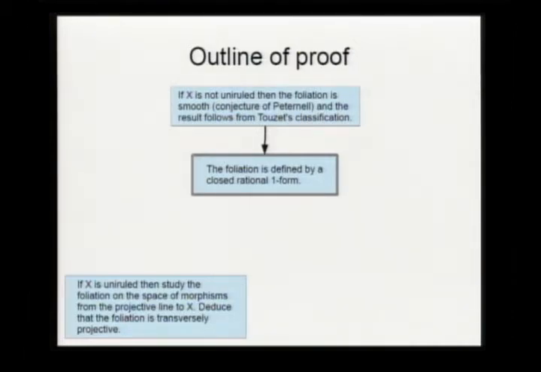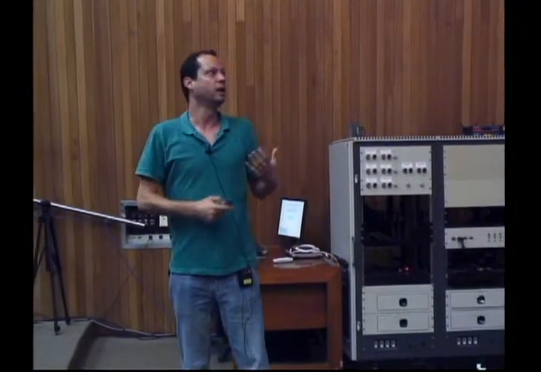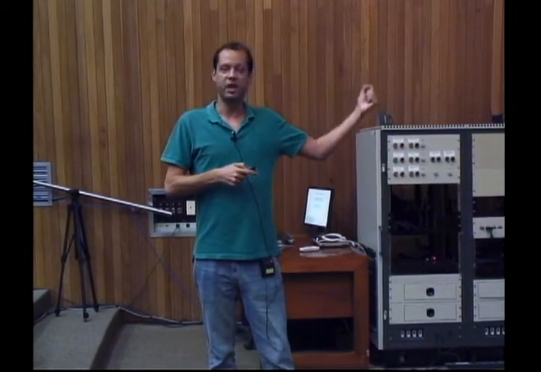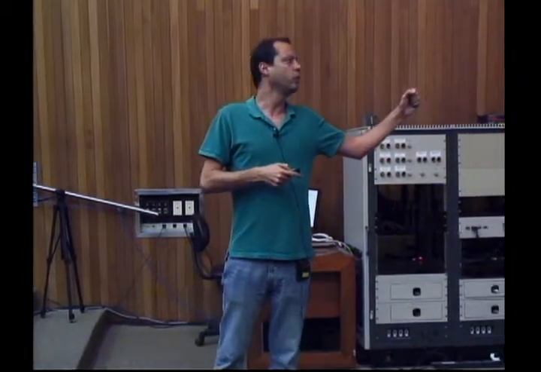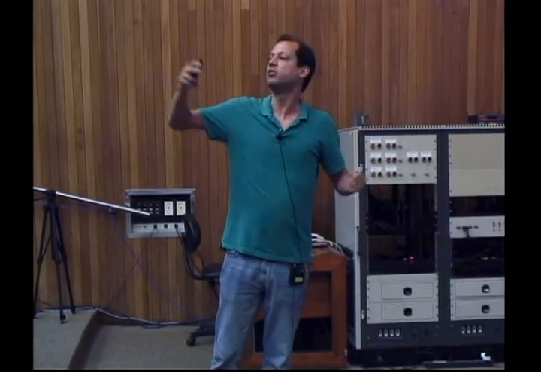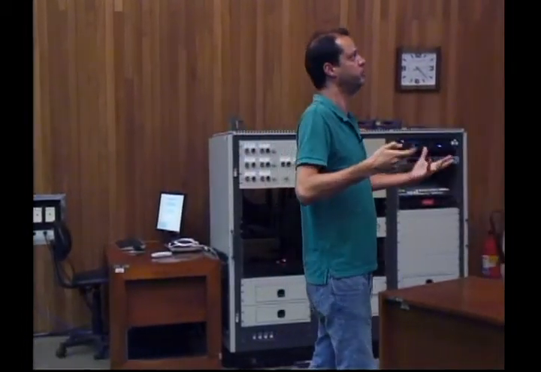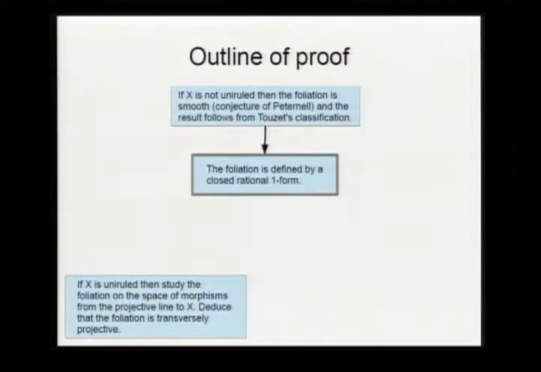It's a foliation which we call transversely projective, which is somehow a generalization. Closed rational one-forms are related to the abelian group, transversely affine is related to the affine group, and transversely projective is related to PSL(2,C). I'm talking about the possible groups acting on a line, on C. Okay? So we have that. We are there, but not yet.